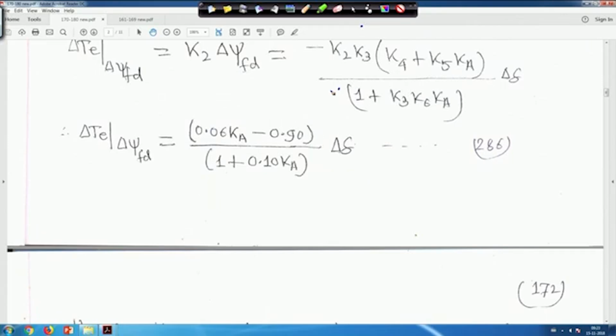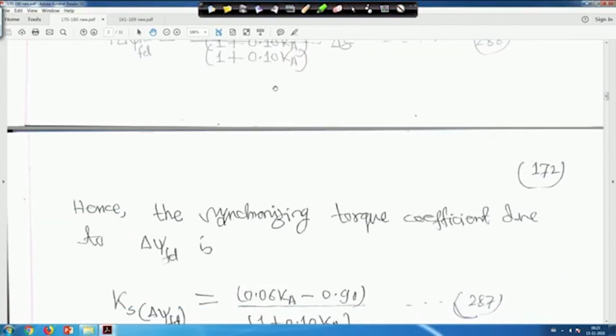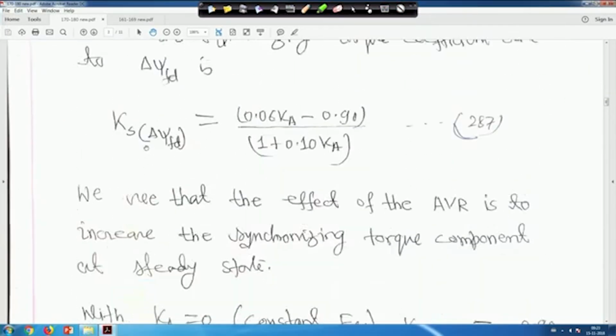So that means, in this case, we are writing the synchronizing torque coefficient in bracket, here we are writing delta psi Fd, because it is due to delta psi Fd: (0.06K minus 0.9) upon (1 plus 0.10K). This is actually equation 287. So we see that the effect of the AVR is to increase the synchronizing torque component at steady state, right.